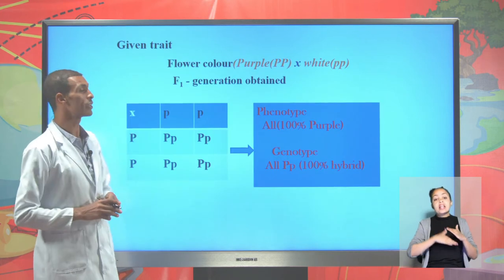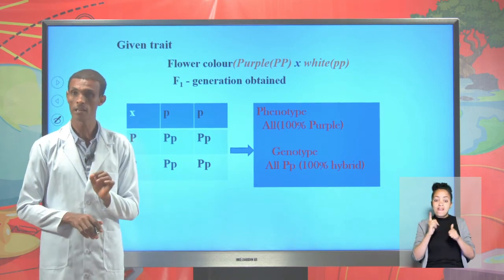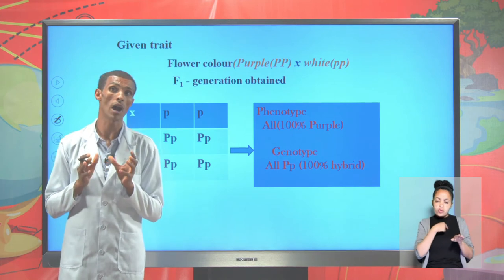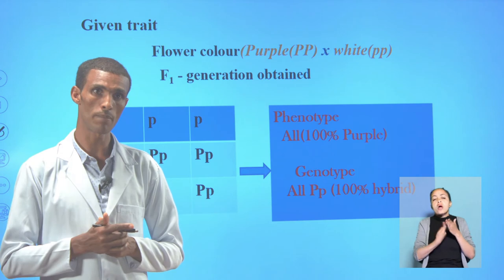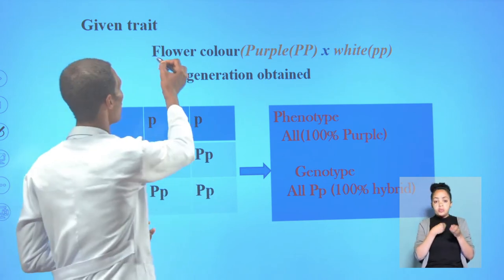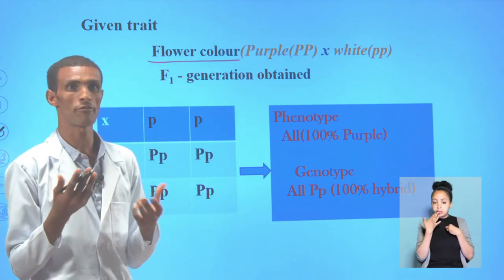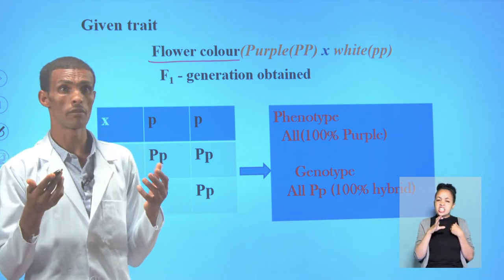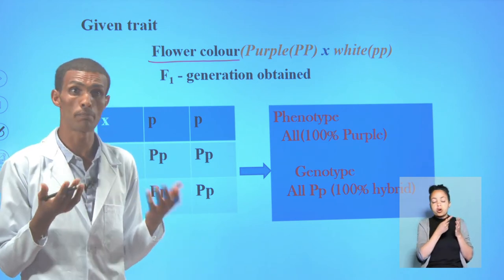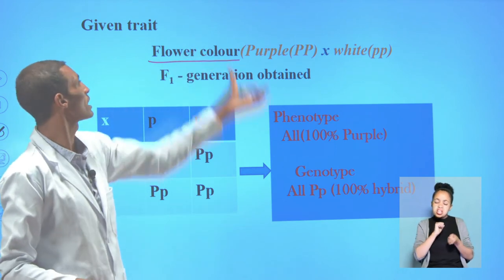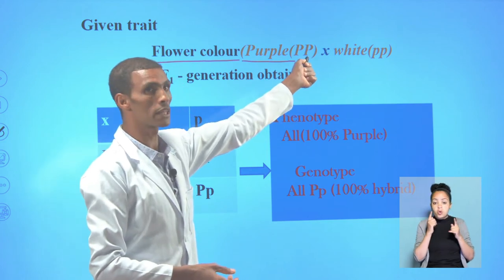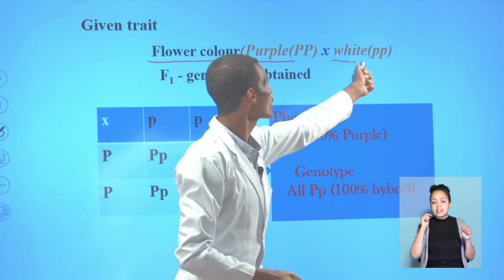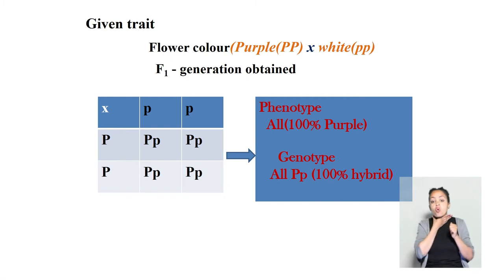Then after, he continued with this one. Firstly, before we deduce our outcome, it is better to identify what is given here. For example, our given trait is flower color. You can have seed shape, flower position, or plant height; you can change many traits here. Here, flower color, homozygous dominant purple, is crossed with homozygous recessive white. Then the F1 generation is obtained.